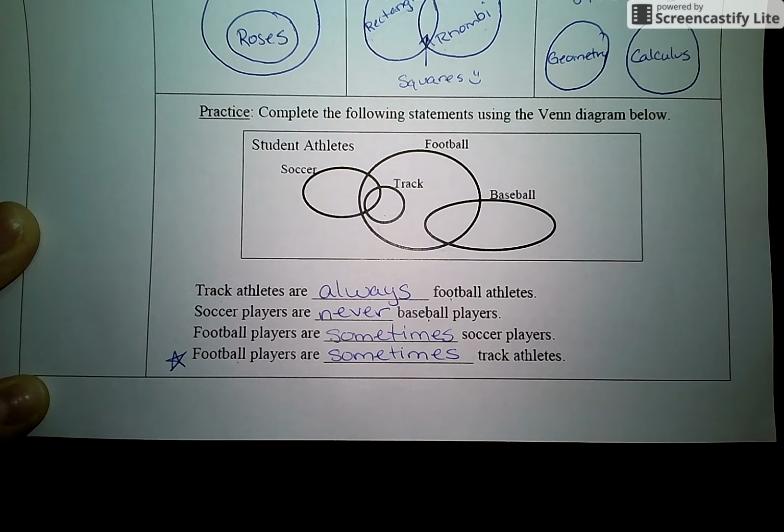Check out video number 2 to go through the back of this sheet.